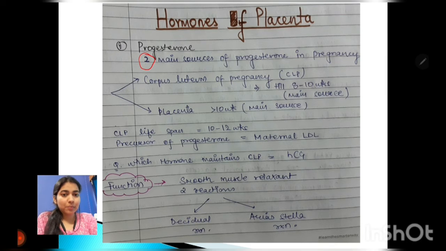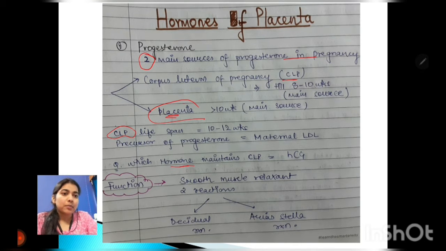Progesterone comes from two main sources in pregnancy: the corpus luteum of pregnancy and the placenta. Till the 8th to 10th week, it is the corpus luteum of pregnancy which is the source. But after the 10th week, the main source of progesterone is the placenta. The corpus luteum of pregnancy lifespan is just 10 to 12 weeks. Thus after 10 weeks, the production of progesterone is taken over by the placenta.